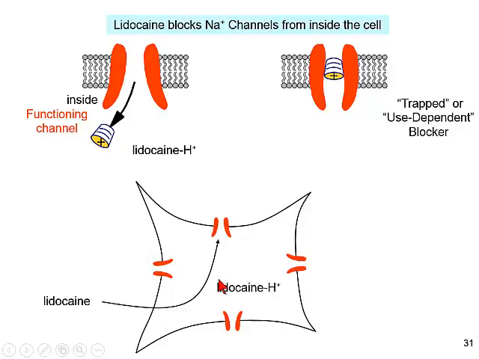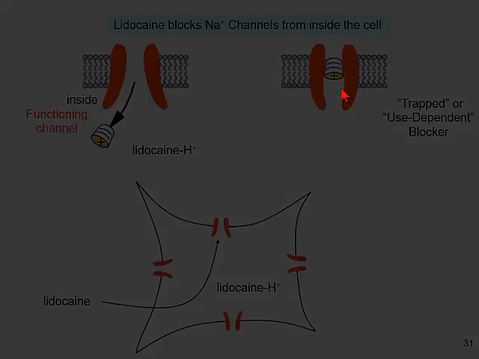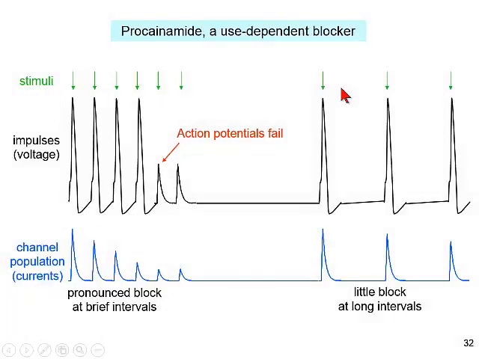Another very interesting aspect, which we will go into in Bi-155 in greater detail, is the idea that at times the channel can actually close even though the blocker is in it. So that means that the blocker gets trapped in the channel. It becomes a trapped or a use-dependent blocker. The more the channel is open, the more time the blocker has to find it and then gets stuck in it as though it were a trap. And so use-dependent blockers are extremely important in medicine.